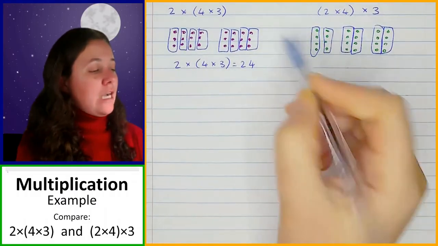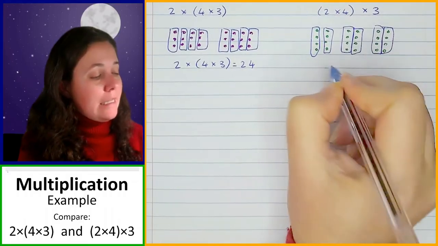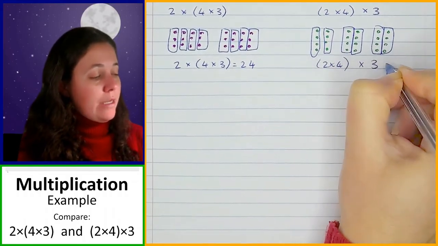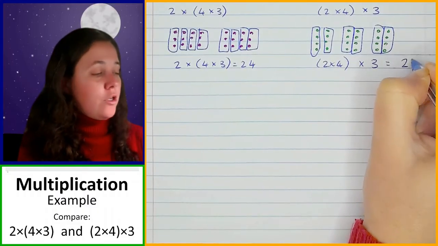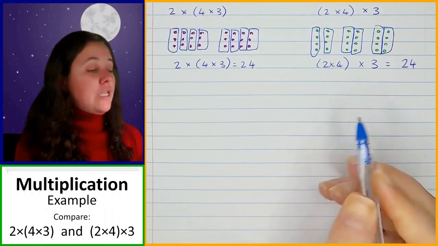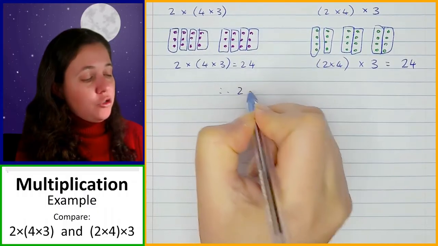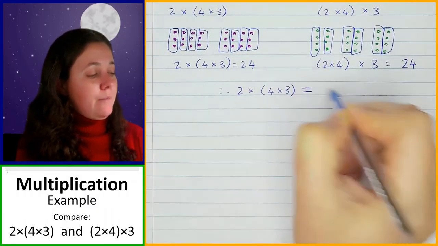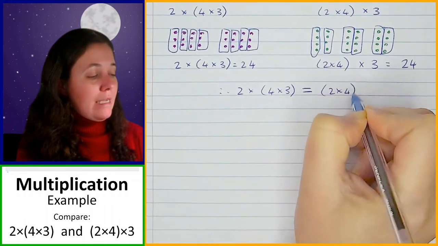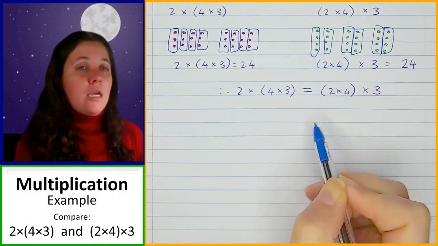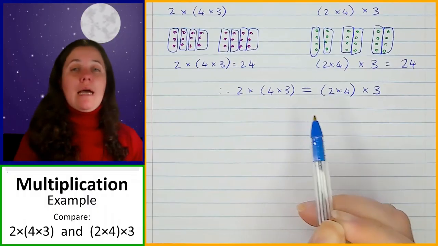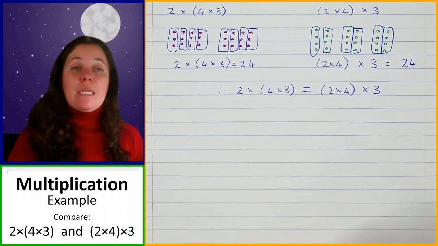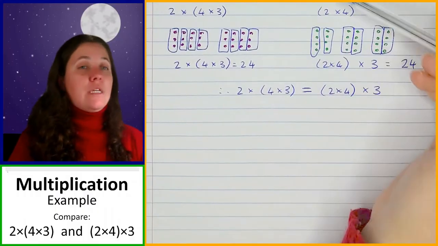Okay, and if you count all of those, you will find again that when you have 2 times 4 in brackets times 3, you also get the same answer of 24. Okay, so now we can say, therefore, 2 multiplied by 4 times 3 in brackets is the same as 2 times 4 in brackets multiplied by 3. So it doesn't matter how I group those numbers that I'm multiplying together, I will still end up with the same result. So it's just like with the addition that we did.